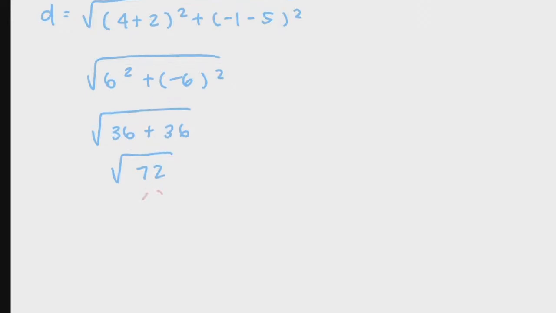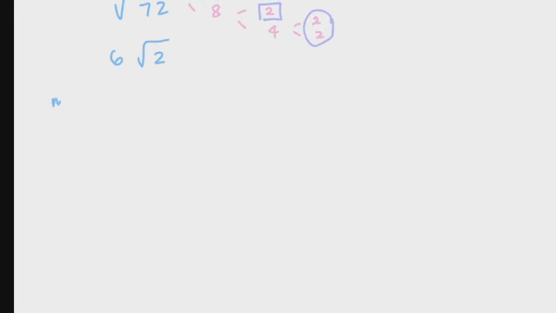And 72 breaks up into 9 and 8. 9 breaks up into 3 and 3, and 8 breaks up into 2 and 4. And 4 we could break up into 2 and 2. So since we have a square root, we're going to look for pairs. So we have a pair of 3's here and a pair of 2's here. So those will come out of the radical. And we have this 2 on the inside that's left over since it didn't have a pair. So 3 times 2 is 6. And we have square root of 2 left on the inside. So the distance is going to be 6 square root of 2.